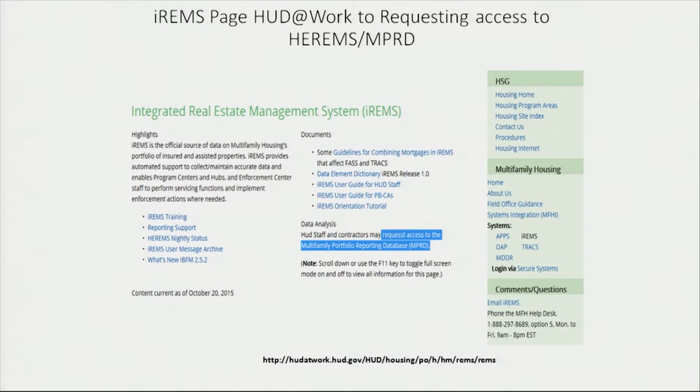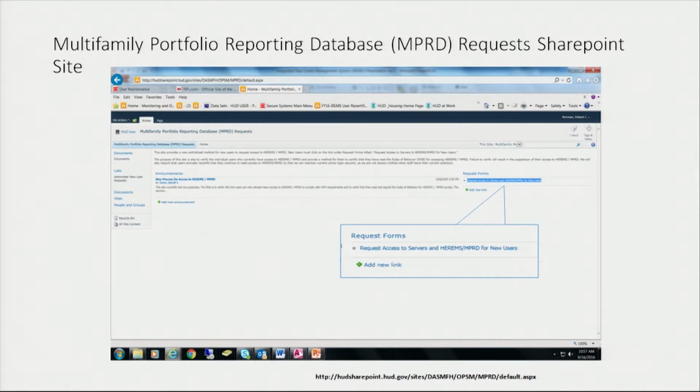Now, in order to gain access to the MPRD or the IREMS data mart, you must first go to the IREMS page, which will direct you. If you look at the link at the middle of the page, you will see the MPRD access request form. Once you click on that request form, it'll take you to a SharePoint site. And once you get to that SharePoint site, if you notice on the right where it's highlighted, it tells you to click on that link, which will open up an InfoPath form.